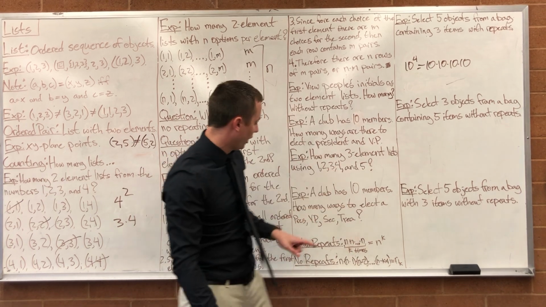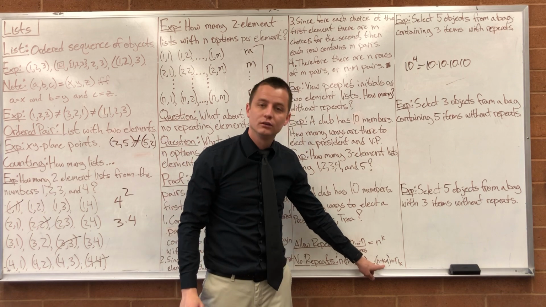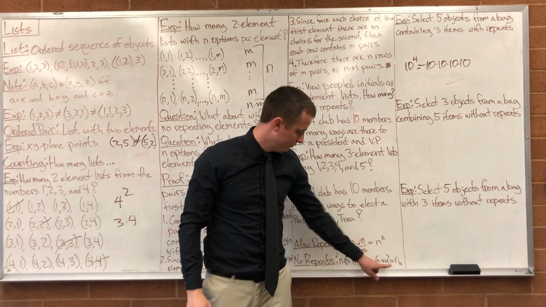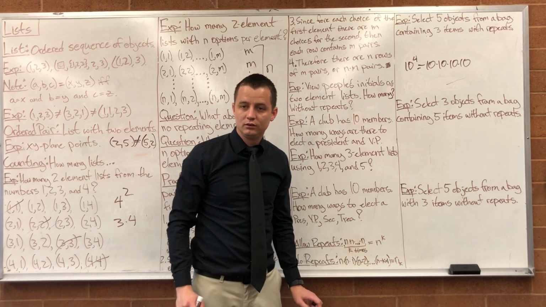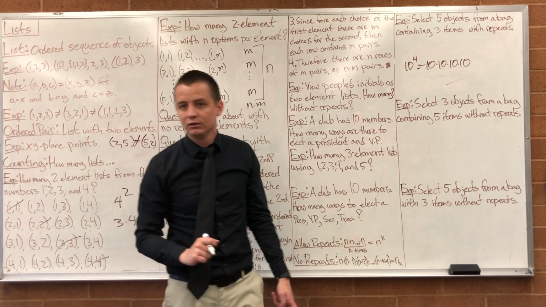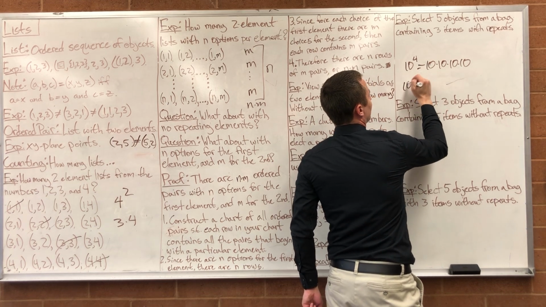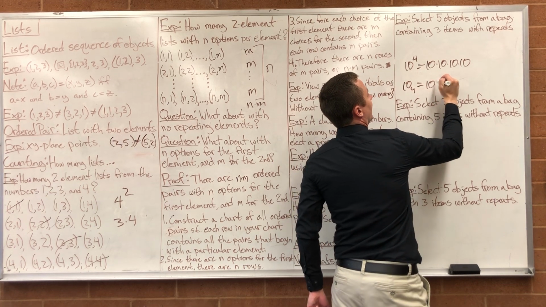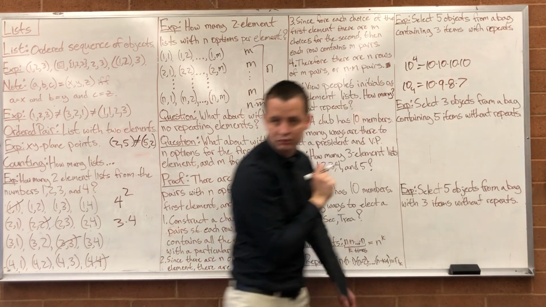What's our n for the problem that we were doing? 10. What's our k? 4. And so what's n minus k plus 1? 7. So we keep multiplying until we get to 7. Which is what we had there. 10 sub 4 is going to be 10 times 9 times 8, and we keep going until we get to 7, and then we stop.